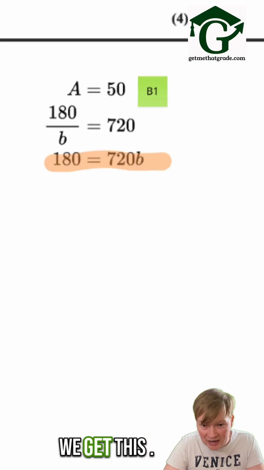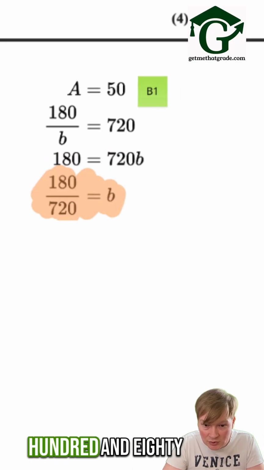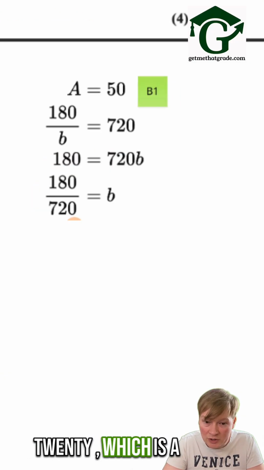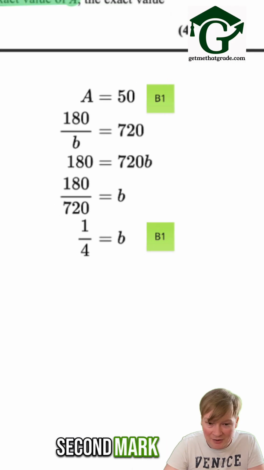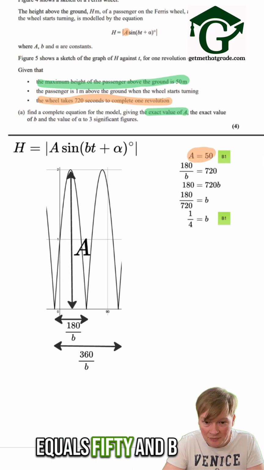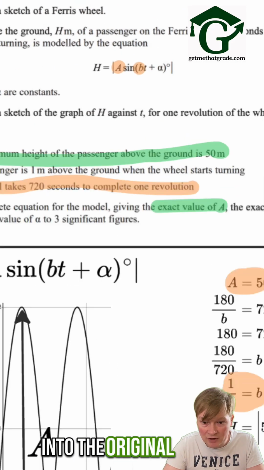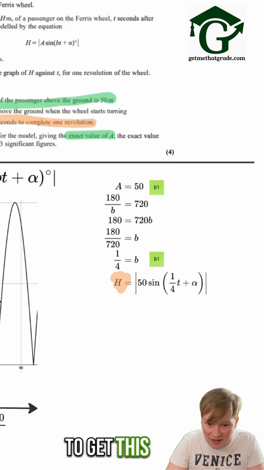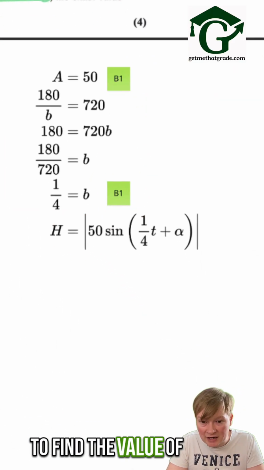If we rearrange, we get this. So to find b, all you need to do is 180 divided by 720, which is a quarter. That gives you your second mark. We can replace a equals 50 and b equals a quarter into the original equation that we were given to get this. But we still need to find the value of alpha.